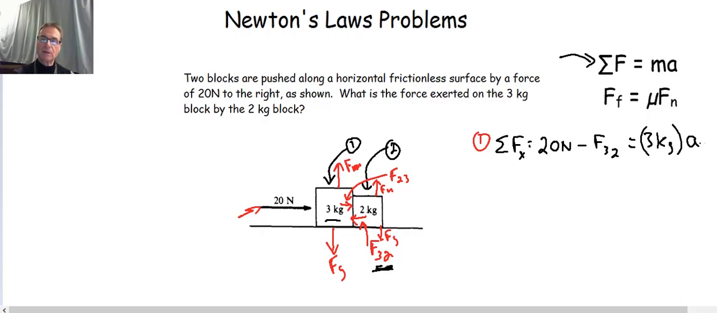Now let's look at the equation for block 2. All right, what do we got? Well, for block 2, we have the sum of the forces, again, in the x direction, is going to equal F23. All right, that's the force on block 2 due to block 3, and that's going to the right. And are there any other forces in the x direction on block 2? And the answer is no. Okay, so F23 is going to equal ma. Well, m in this case is 2 kilograms.